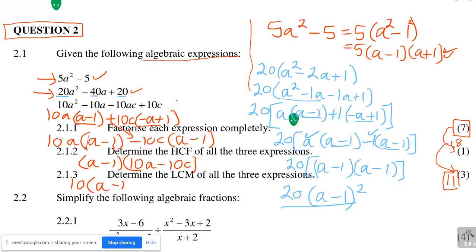It's a minus 1, and then it will be what? A minus c. See that? Very important. So these are our final answers.